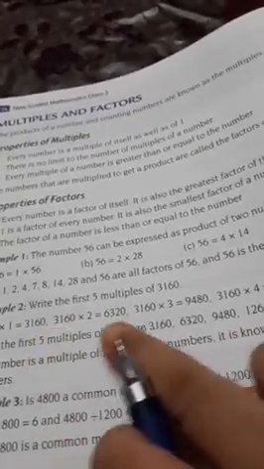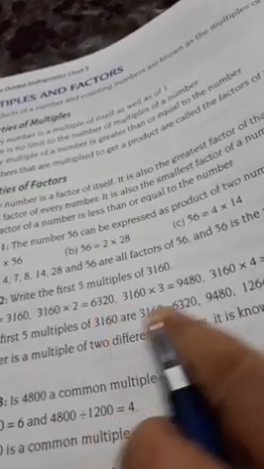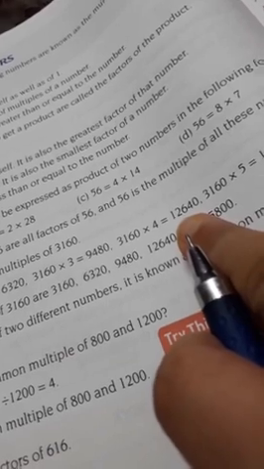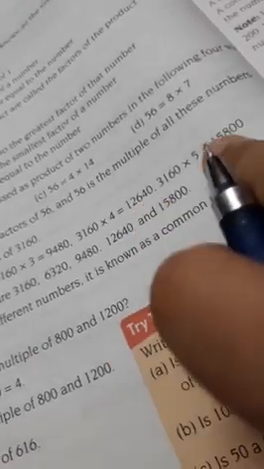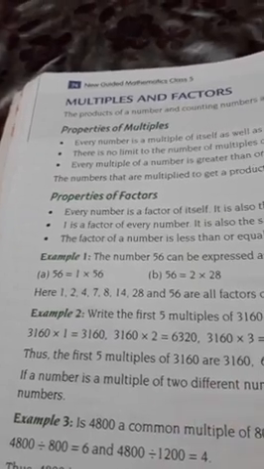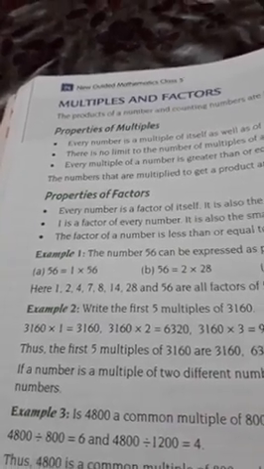So the first 5 multiples of 3160 are 3160, 6320, 9480, 12,640, 15,800. So these are the 5 multiples of 3160.